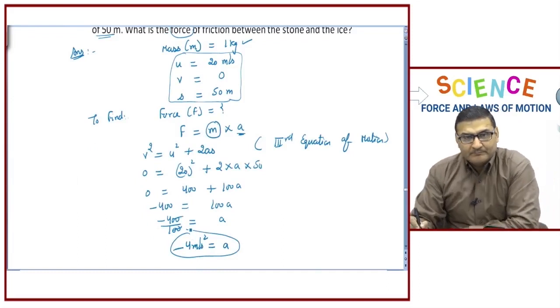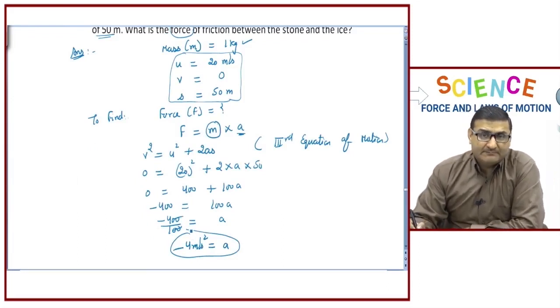The acceleration is negative, which means the body is retarding, right? Because we see here that initially the stone was thrown with some velocity, and since it is retarding because of the frictional force of the ice surface, its final velocity comes to rest, or 0.